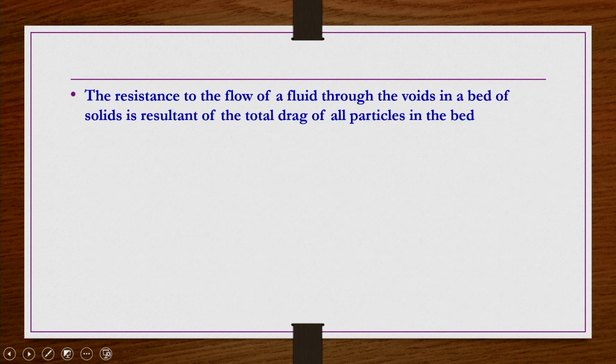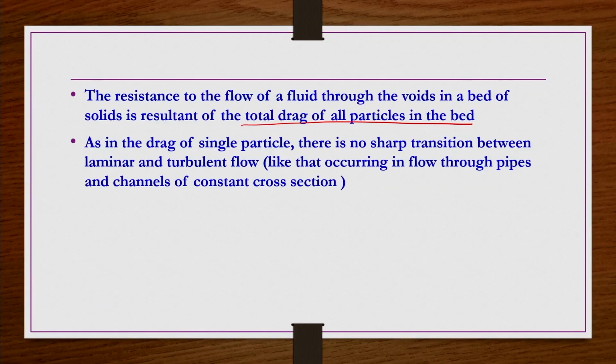So, now what we understand is that the resistance to the flow of fluid through the voids in a bed of solids is the resultant of the total drag of all particles in the bed, or the total resistance offered by all the particles. So, that is going to be the overall resistance to the flow of fluid. But as in the drag of a single particle, there is a sharp transition between laminar and turbulent flow in general in our single particle cases.